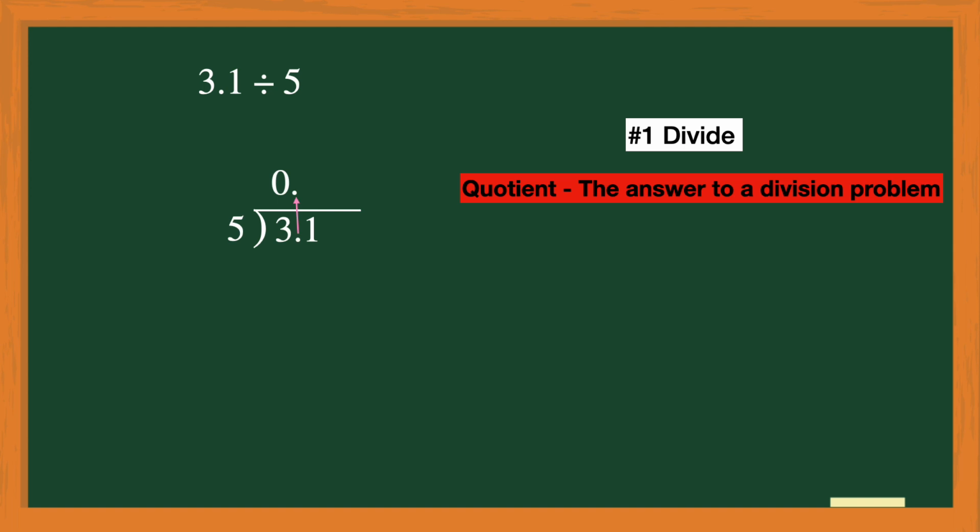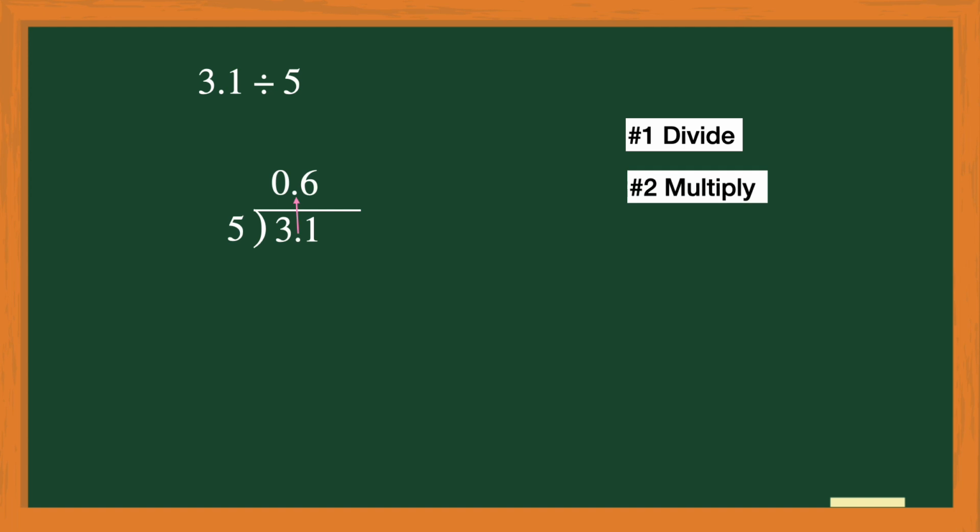Since I could not divide into the 3, I'll combine it with the next digit of 1 to create the number 31. So I ask myself, how many times does 5 divide into 31? And that would be 6 times. Now I'm ready for step 2, multiply. I will multiply 6 times 5 to get 30. Step 3 is to subtract. I will subtract 30 from 31 to get a remainder of 1.